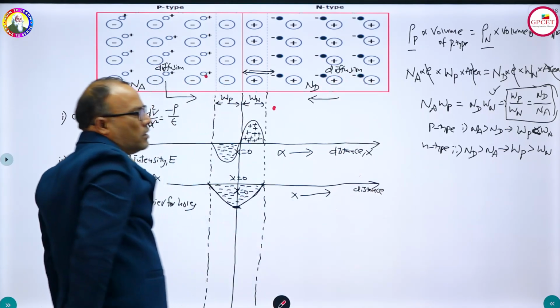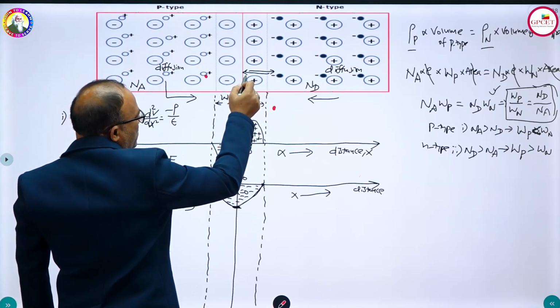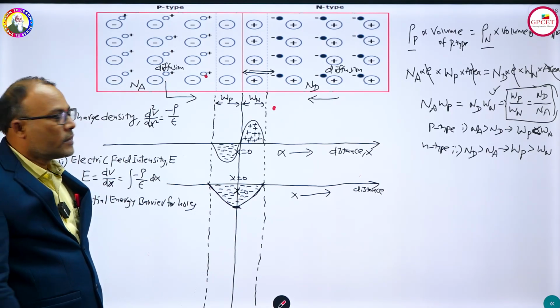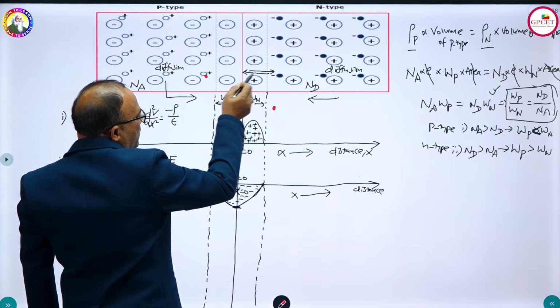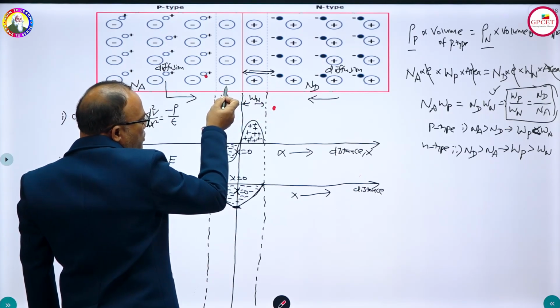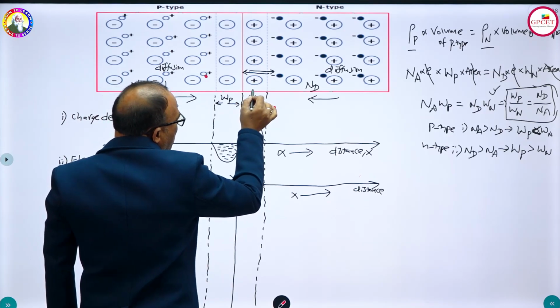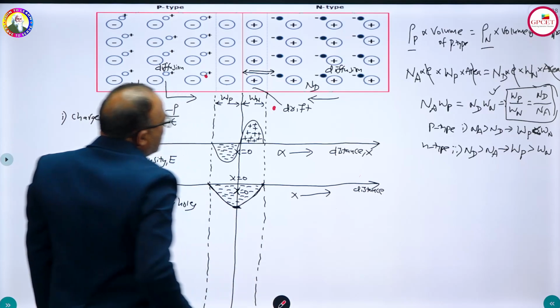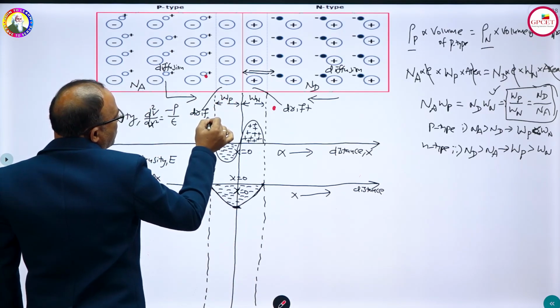Due to diffusion this will exist. But after reaching the junction, what is existing in the junction? Is it diffusion or drift? Definitely it is drift, because this is a charge carrier. It is being repelled by this negative charge. So the applied potential is being affected. Therefore, inside the junction drift exists.